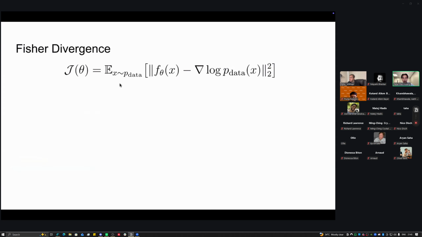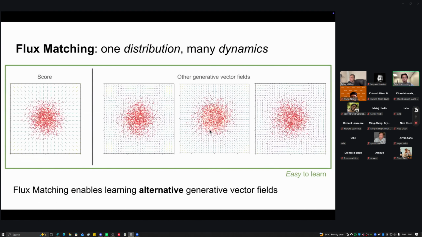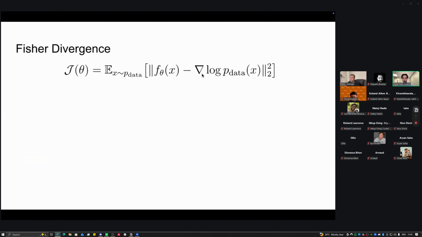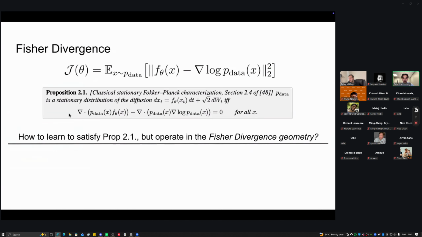So again, let's start with the Fisher divergence. Now I'll get more into the mathematical details of how we actually learn these alternative vector fields. We again start with the Fisher divergence, which is just the pointwise difference between f, your learned vector valued model, and the score function weighted by your density. And then again, recall our condition that, if satisfied, guarantees that f will loosely generate data from p data. The question now becomes, how do we actually satisfy proposition 2.1, but still operate in a Fisher divergence like geometry, where we're comparing vector fields?